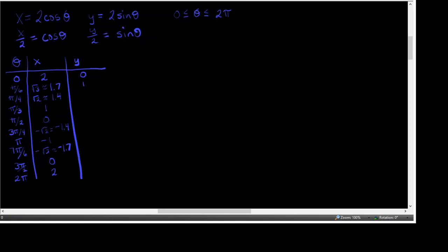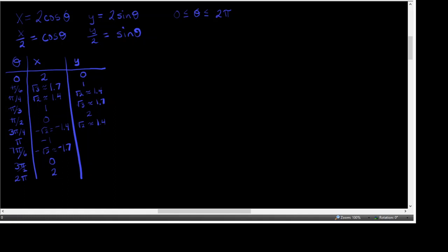Sine of pi over 4 is square root of 2 over 2 times 2 is square root of 2, which is about 1.414. Just writing 1.4. Sine of pi over 3 is square root of 3 over 2. Square root of 3 over 2 times 2 is square root of 3. It's about 1.7. Sine of pi over 2 is 1 times 2 is 2. Sine of 3 pi over 4 is square root of 2 over 2 times 2 is square root of 2. So that's about 1.4.